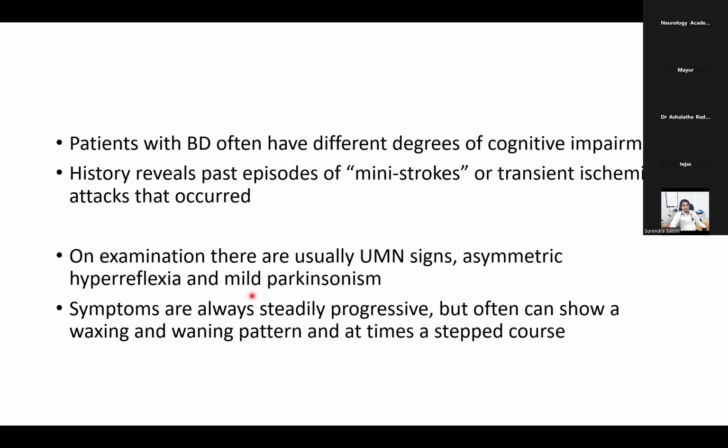They often have different degrees of cognitive impairment, and the history reveals past episodes of mini strokes or transient ischemic attacks that have occurred. On examination, there are usually UMN signs, which are asymmetrical hyperreflexia, and mild Parkinsonism can be seen. The symptoms are steadily progressive but can show waxing and waning patterns and sometimes a stepwise course.